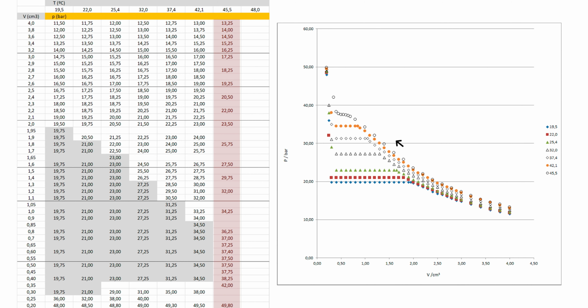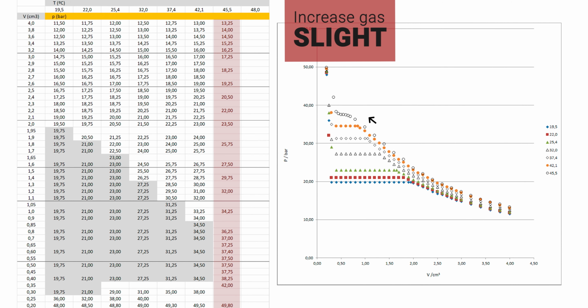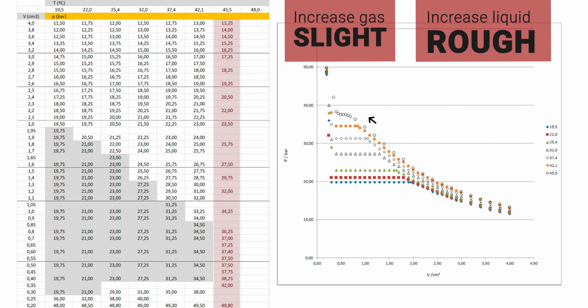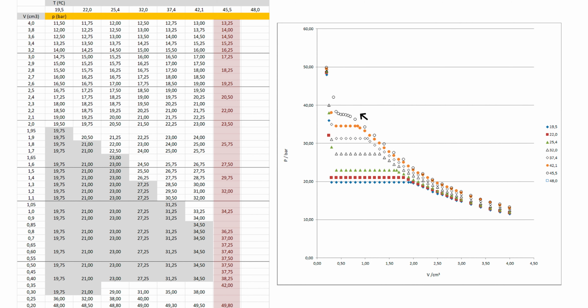As the experiment goes on, a different behavior is observed in the pressure when reducing volume. Instead of a slight increase, which is a characteristic of the gas behavior, a rough increase in pressure takes place, a characteristic of the liquid state. When we reach small volume values, we can observe the rough increase in pressure, typical of the liquid state.